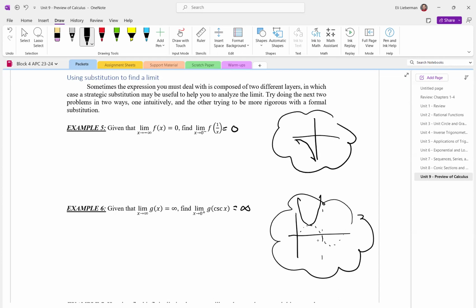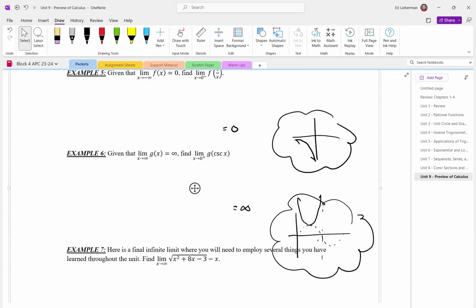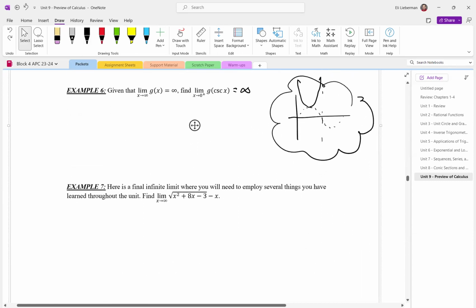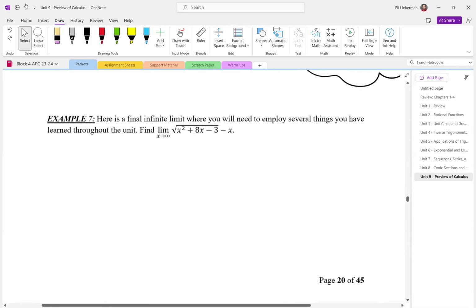Okay. I'm gonna be posting this if you want to take another look at it, of course. We do have another problem we have to work on before I give you some time to work on the assignment. This one.